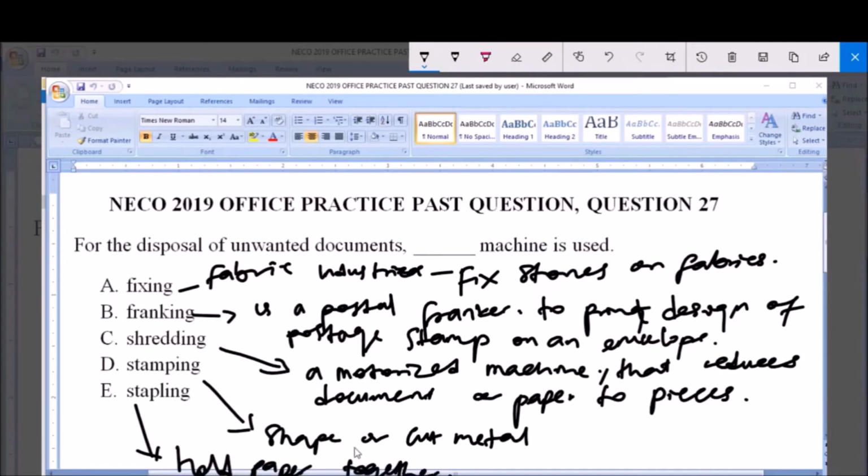Now the question says for the disposal of unwanted documents, dash machine are used. You agree with me that C is the answer, shredding machine, because the shredding machine renders a paper useless. If a document is now unwanted, you simply use the shredding machine to reduce this paper into pieces so that it cannot be recognized, so that this official document cannot get to a wrong hand. So you simply cut them into pieces and then dispose them. So shredding machine is the answer to this question, and that is option C.